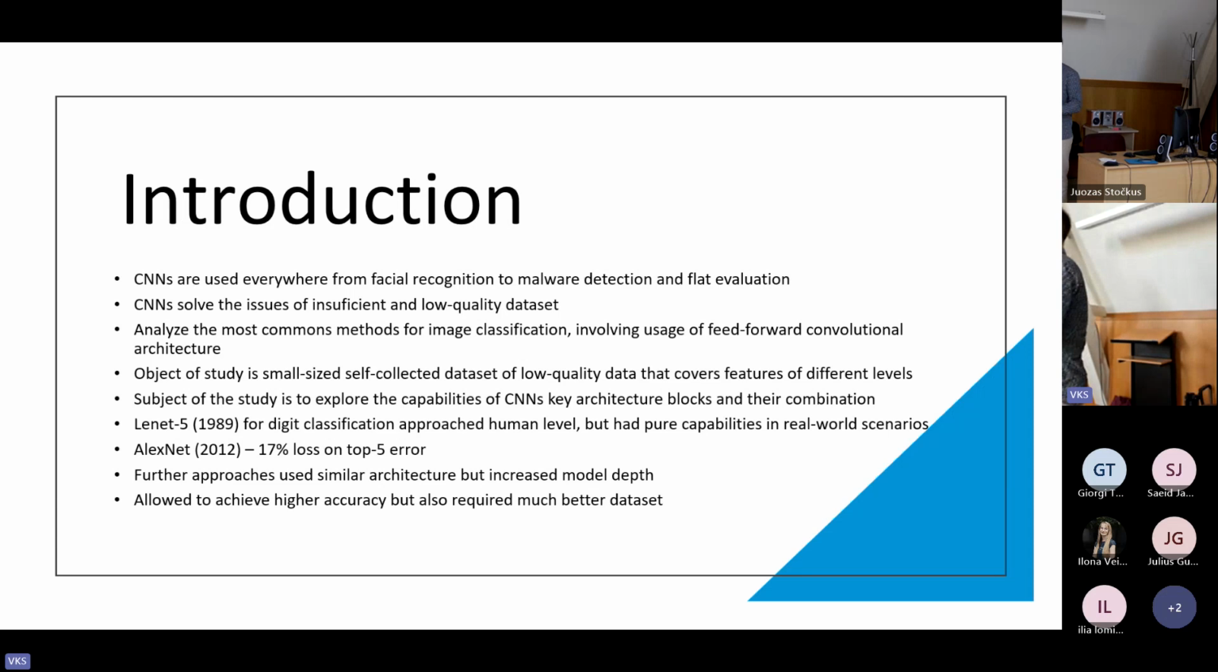The history of convolutional neural networks is not that long. The first approach is considered to be LeNet-5. It was introduced in the 1990s, and on the digit classification task, it approached human level. However, from then, all the similar-looking solutions couldn't really work in real-world scenarios, and the first approach to overcome it was AlexNet. These are two networks that I will be using as an inspiration when designing my own. Also, further approaches use similar architecture but increased depth of the layers, which means that from one point we get higher accuracy, from another point we need a bigger amount of higher quality data.